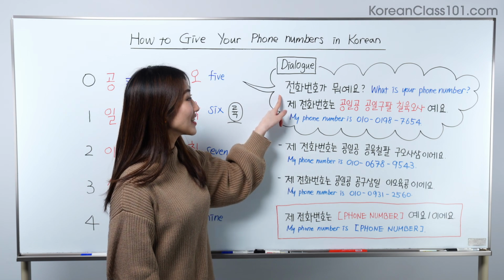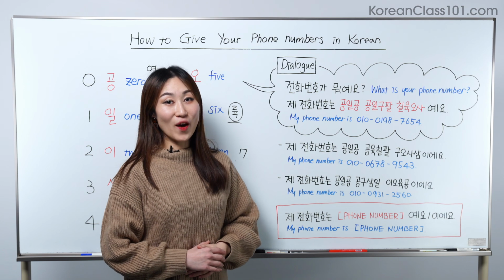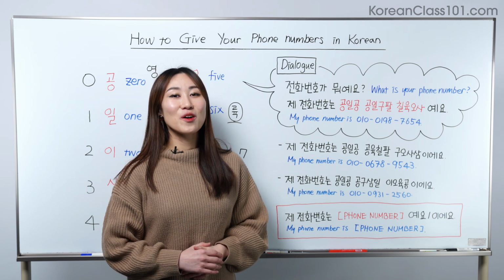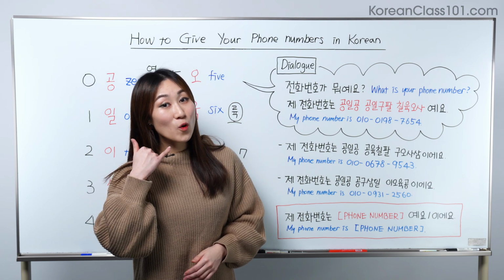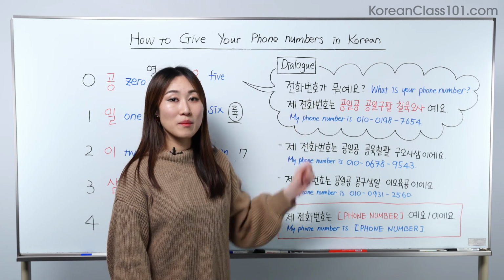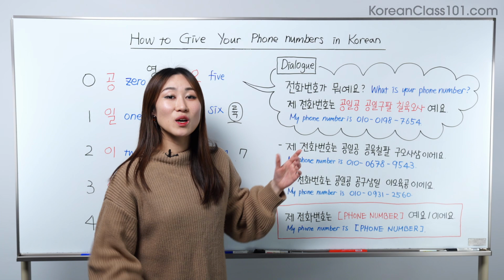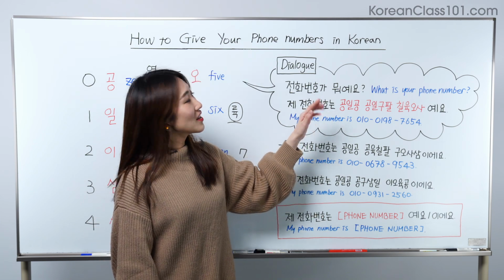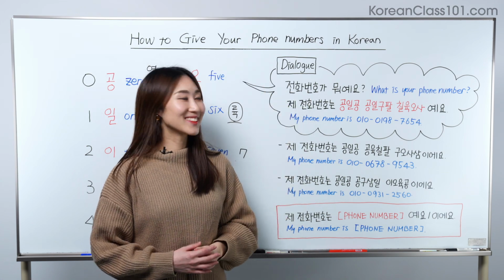Okay, so the first sentence means, what is your phone number? 전화번호가 뭐예요? 전화 means phone. 번호 means numbers. Altogether, 전화번호 means phone number. 가 is a subject marking particle, marking 전화번호 as the subject of the sentence.